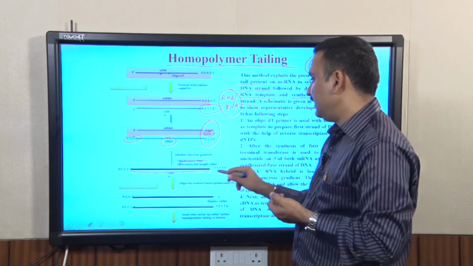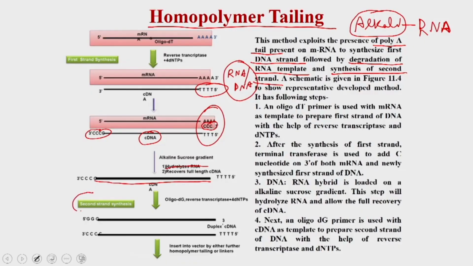Now, you put the second strand synthesis with the help of a poly G primer. So, what will happen is this poly G primer is going to bind to the poly C tail, which you have added in the previous step, and utilizing this poly G primer, it is going to synthesize the second strand with the help of an enzyme called reverse transcriptase.